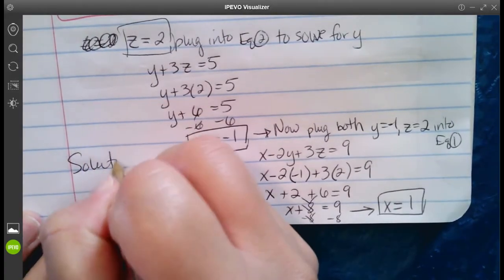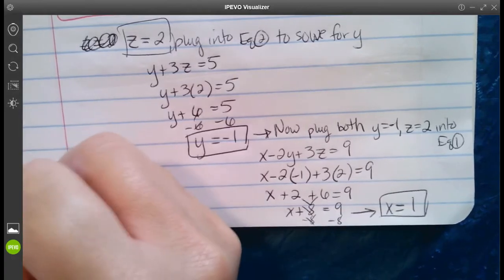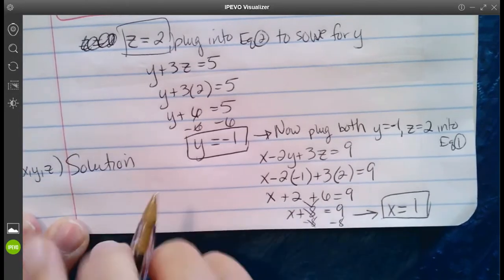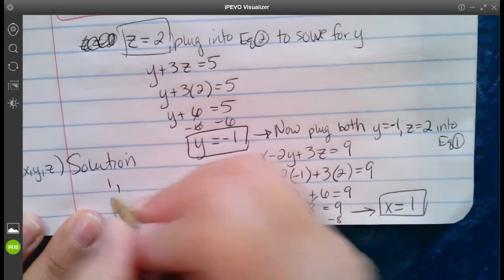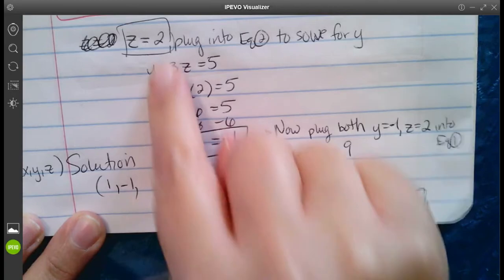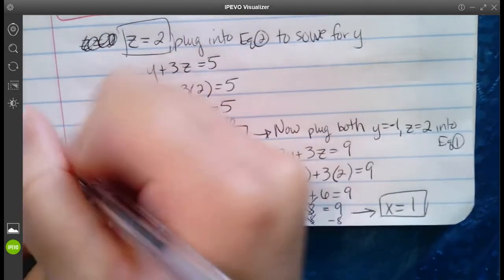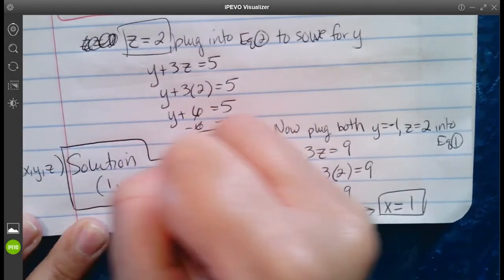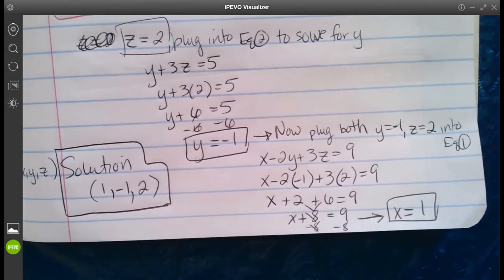Remember, the solution has to be in order, x, y, z, which is going to be 1, -1, and 2. Word to the wise, guys: you do need to show work for these. These require work. There's no other way to do them unless you're going to just plug them in, and that's just not the way to do it. So that's it for that example. We're going to try a few more, but we're halfway done. There's 6 examples.